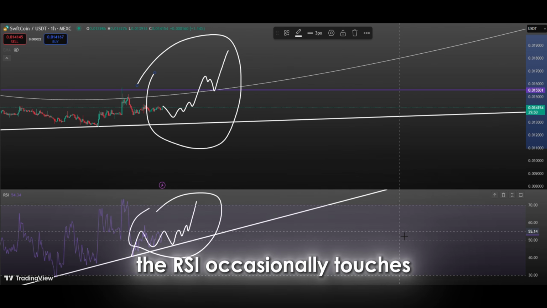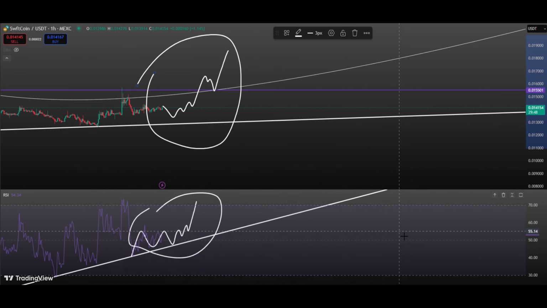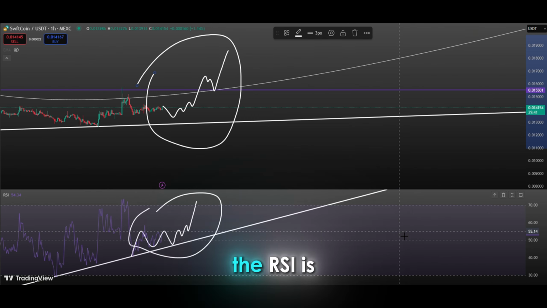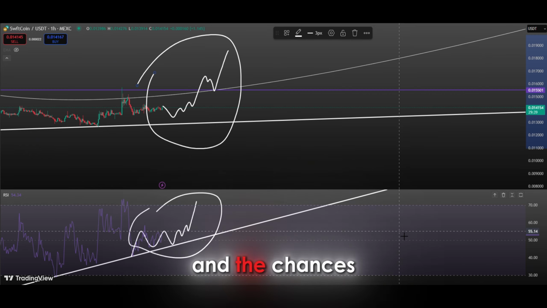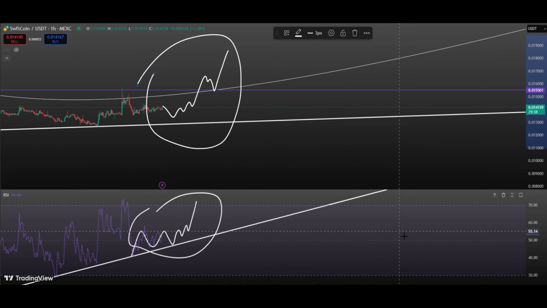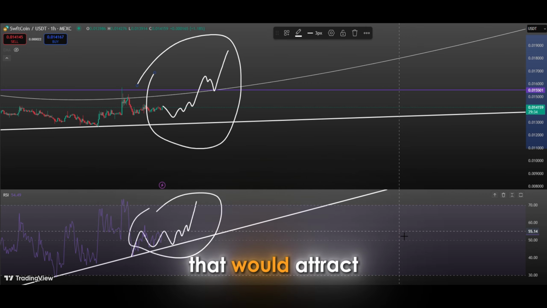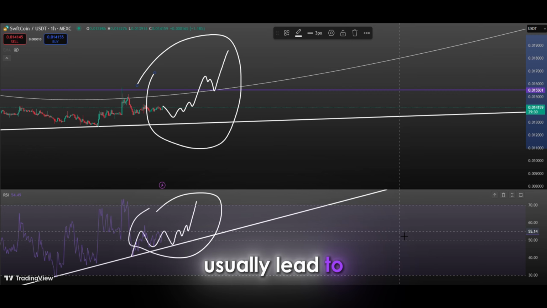When the RSI occasionally touches or passes close to this support line, these areas can be technically referred to as momentum support zones. In these areas, prices usually also find support or reorient upwards. In the current outlook, the RSI is hovering very close to this rising trend line, and the chances of it touching it have increased. If the RSI touches this line and makes an upward bounce from here, it would be an important signal that would attract the attention of both technical analysts and algorithms. This is because such bounces usually lead to the start of upward movements on the price chart. As long as the RSI in particular sticks to this trend line, the uptrend is likely to continue.